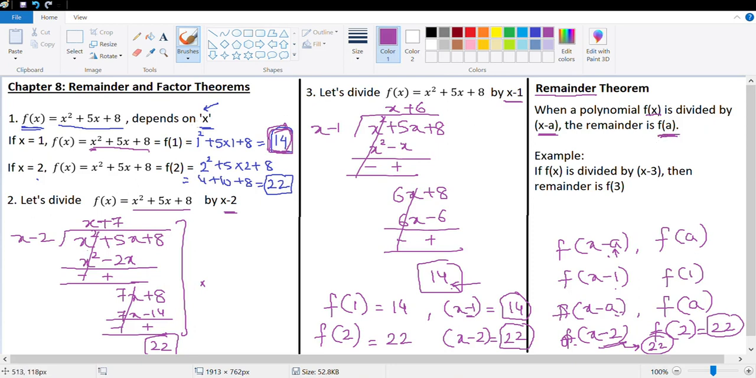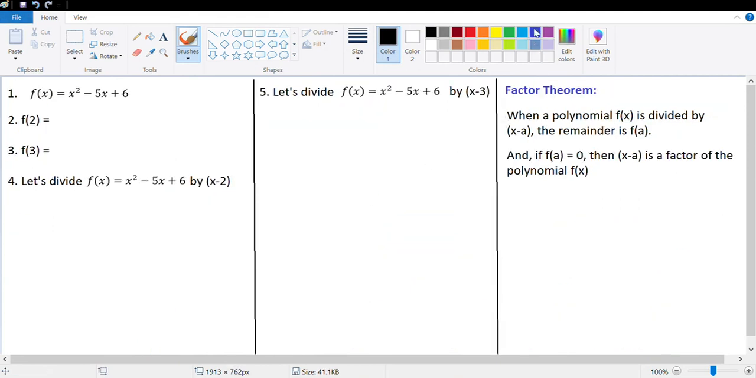Let's look at some questions. Before we start questions, maybe we can also look at what the factor theorem is. So let's do the same thing again. Now in this case, the polynomial that we have been given is x square minus 5x plus 6. Let's try and figure out the value of the polynomial when x is equal to 2. So if I put this, that'll be 2 square minus 5 into 2 plus 6. That's 4 minus 10 plus 6. That's 0. Which means, if I remember my remainder theorem, if I divide x square minus 5x plus 6 by x minus 2, my remainder will be 0.